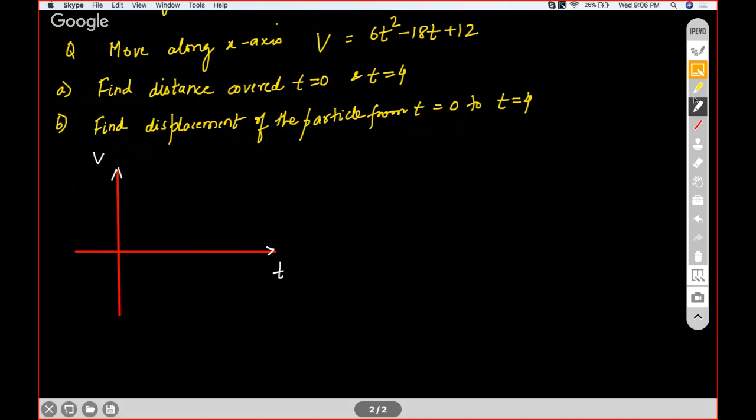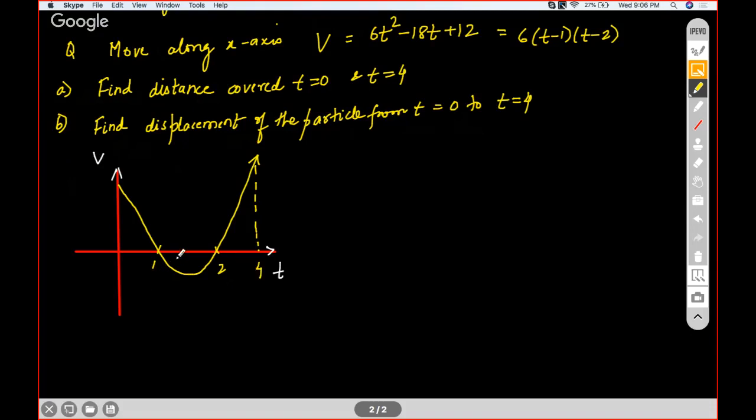So distance would be the integral of mod velocity. Again, there is a slight element of confusion, so let me clear it. When you plot the velocity graph, we know that it's a parabola whose roots will be at 1 and 2, correct? So it would be going somewhat like this: it will cut at 1, cut at 2, and there will be a point somewhere here, which is 4.